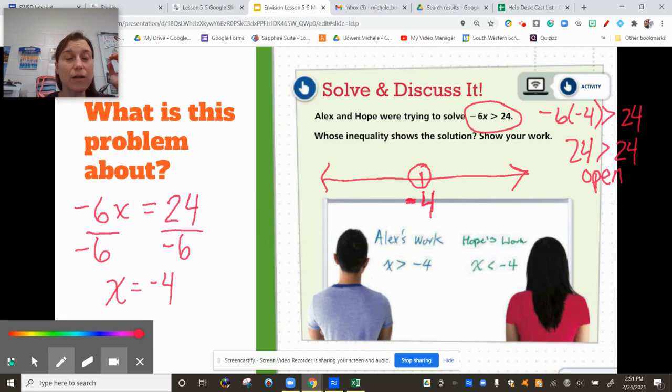The part they disagree on is whether you should shade to the right, which would be greater than negative 4, or whether you should shade to the left, which would be less than negative 4. They both agree that there would be an open circle at negative 4, and so do we. We don't believe that that solution would work. So which one is it?